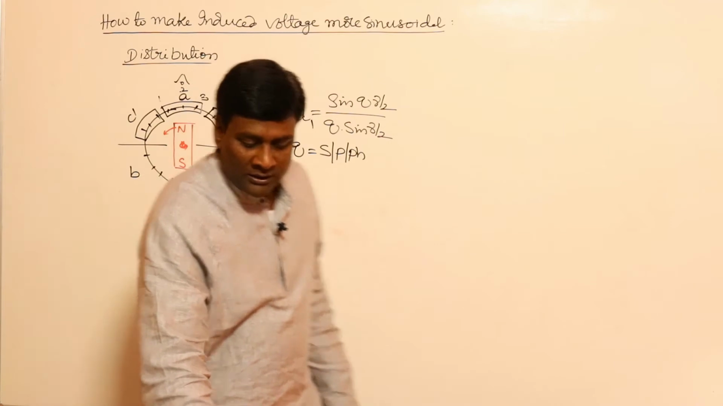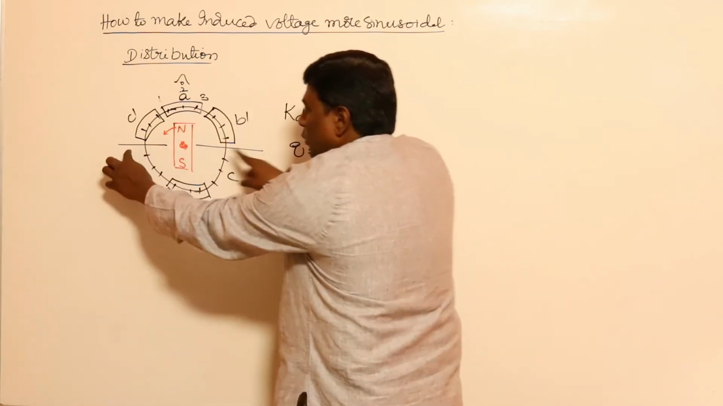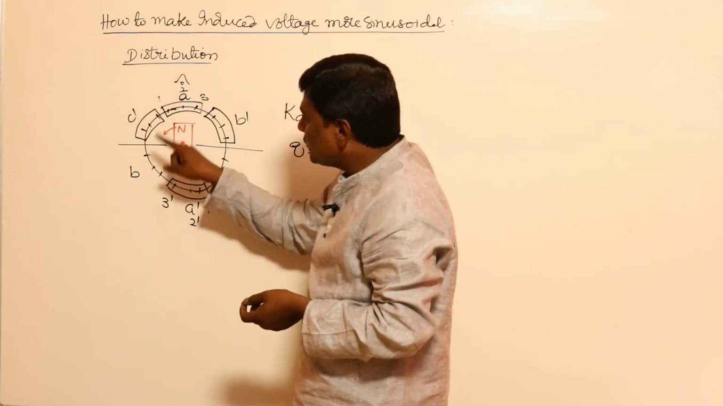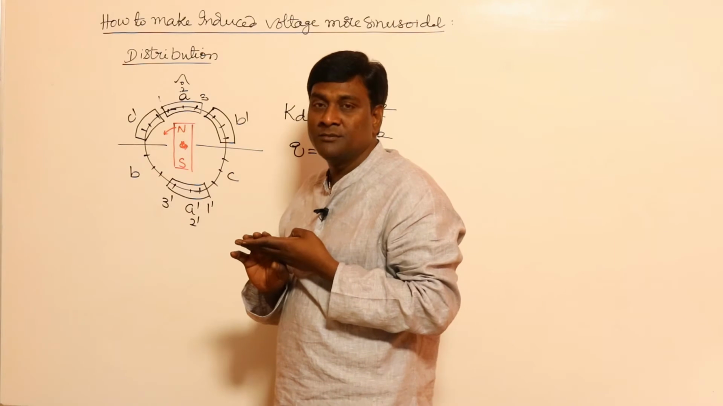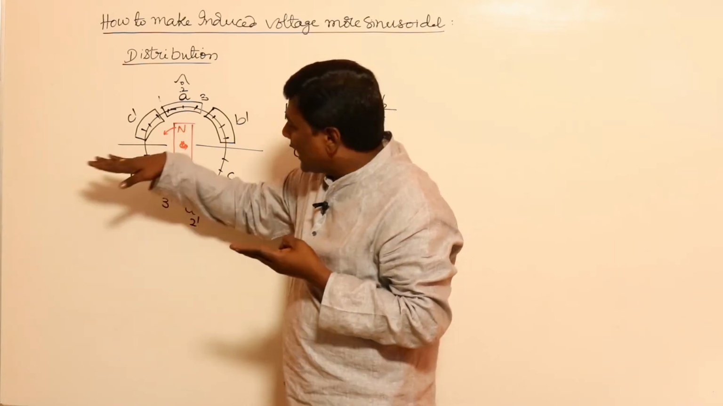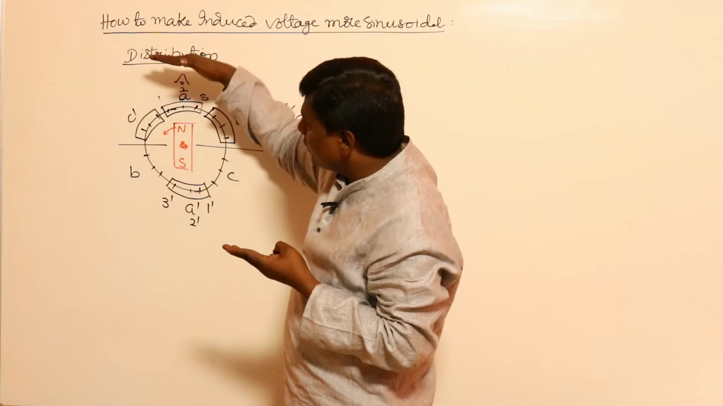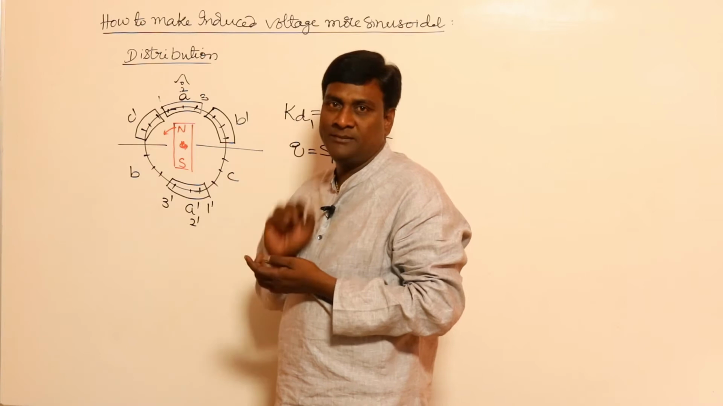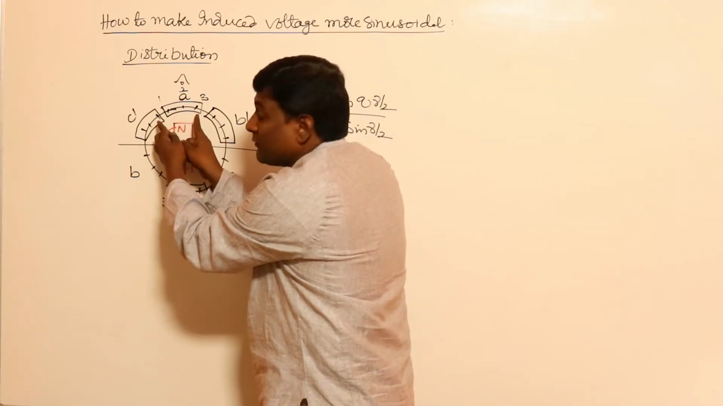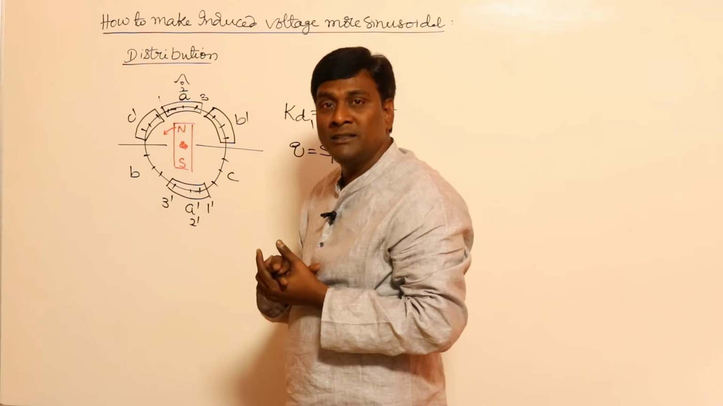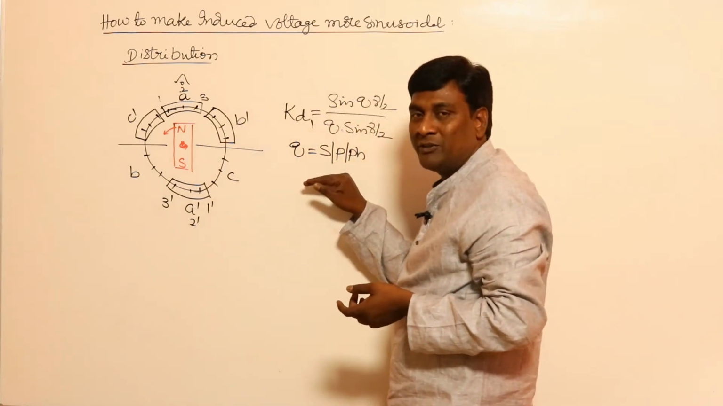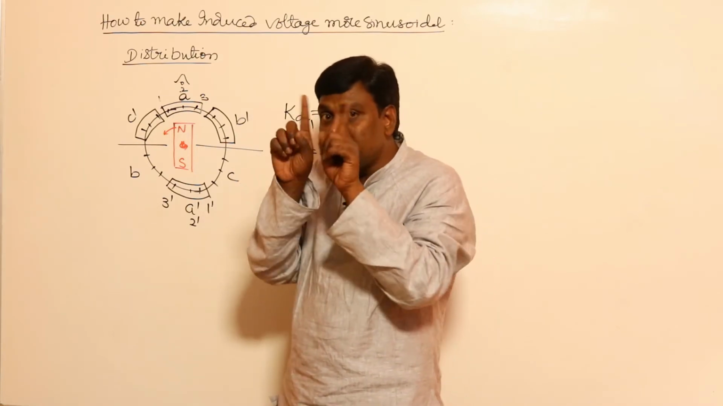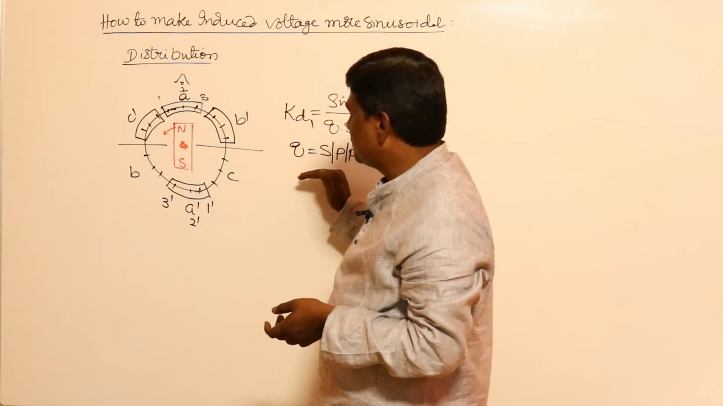For example, see here, under one pole, how many slots are there? 9. Out of 9 slots, all 3 phases should be there, so under one pole, all phases should be there. 9 slots divided by 3 phases is going to be 3. So these 3 slots are available per pole for the distribution of the winding. So Q, slots per pole per phase, is nothing but how many slots are available per pole per phase for the distribution of the winding.